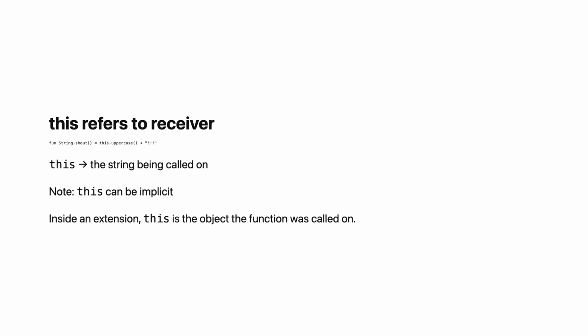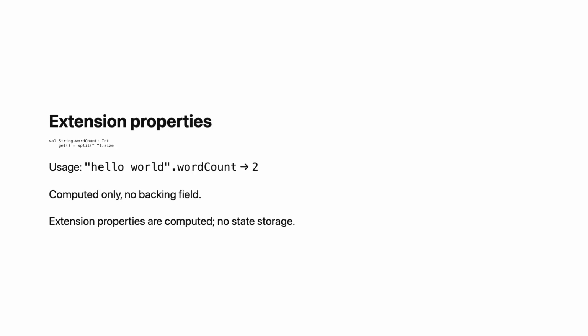You can also add properties to existing classes. val String.wordCount: Int get() = this.split(" ").size. Now you can write "hello world".wordCount and get 2. Extension properties cannot have backing fields. They must be computed. There is no place to store state. Extension properties are getters, optionally with setters, that compute a value from the receiver. Use extension properties when the value feels like an attribute rather than an action.